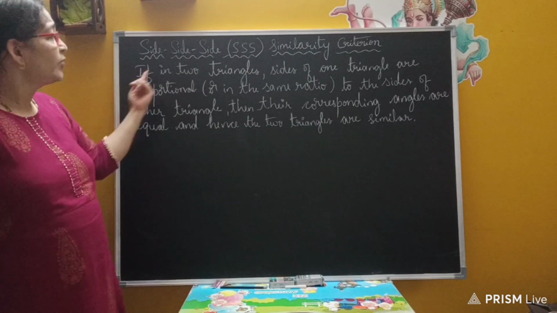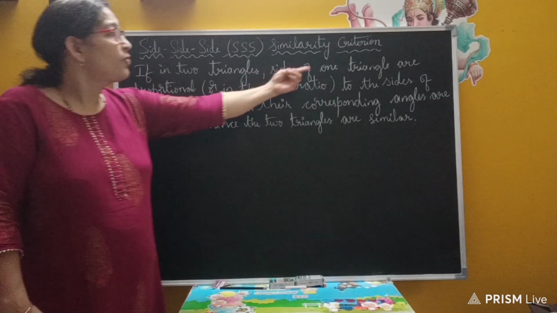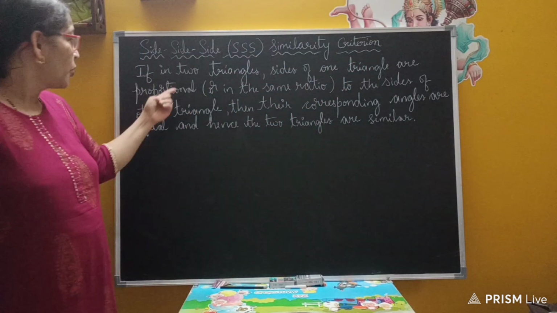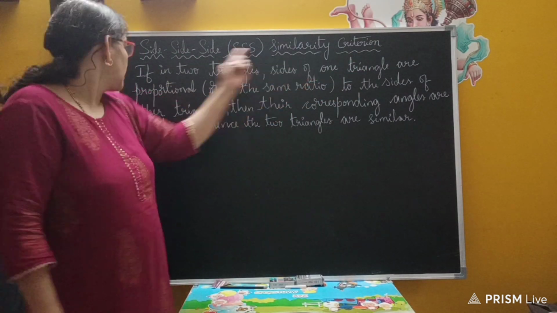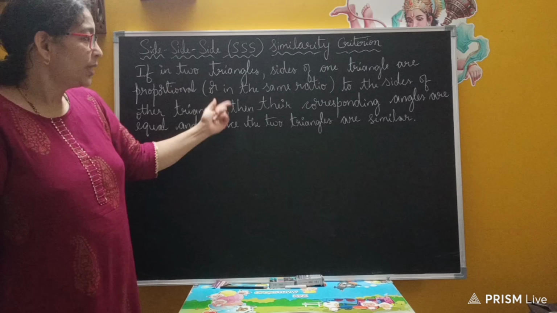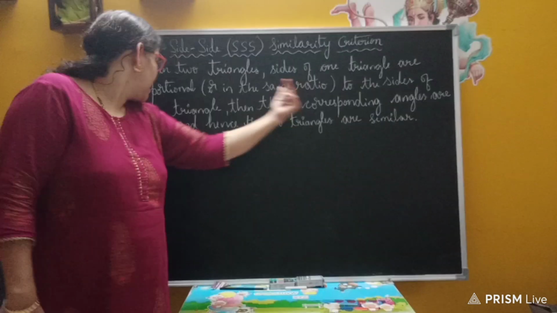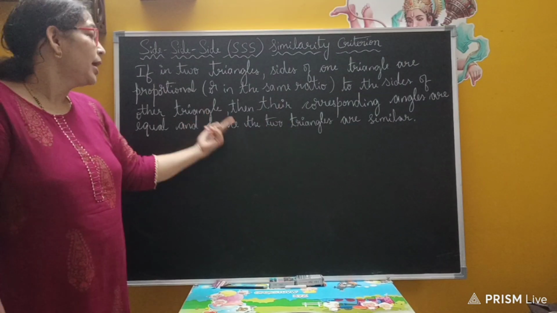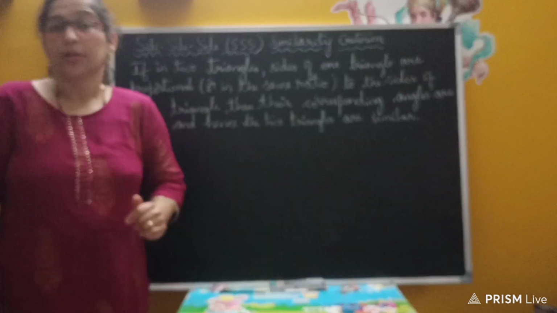That is, if in two triangles sides of one triangle are proportional to the sides of other triangle, then their corresponding angles are equal and hence the two triangles are similar.